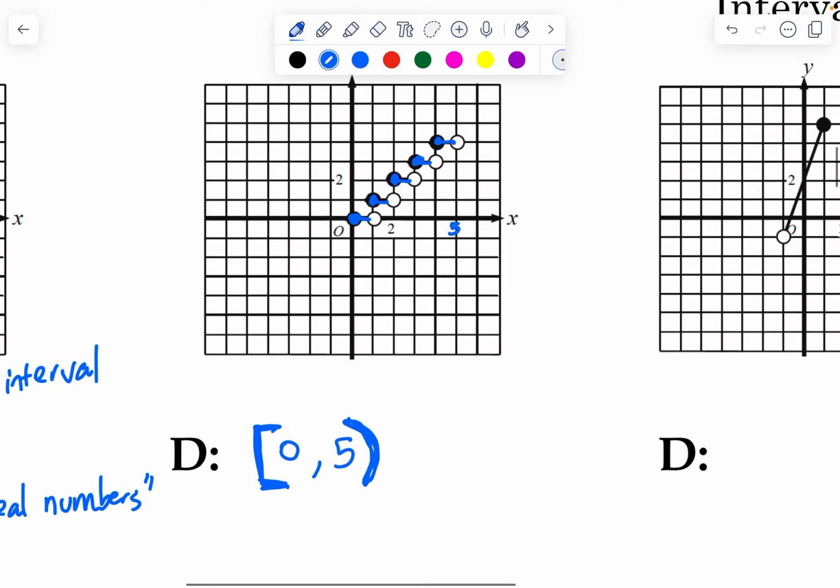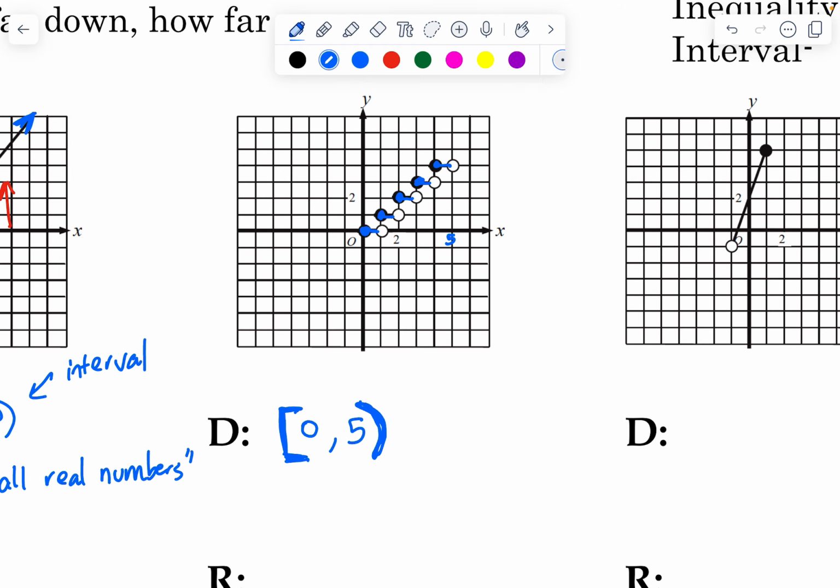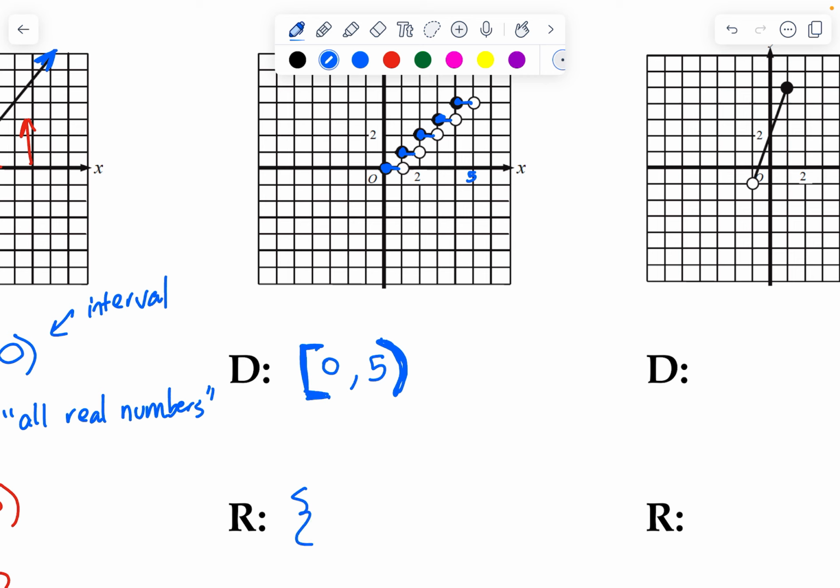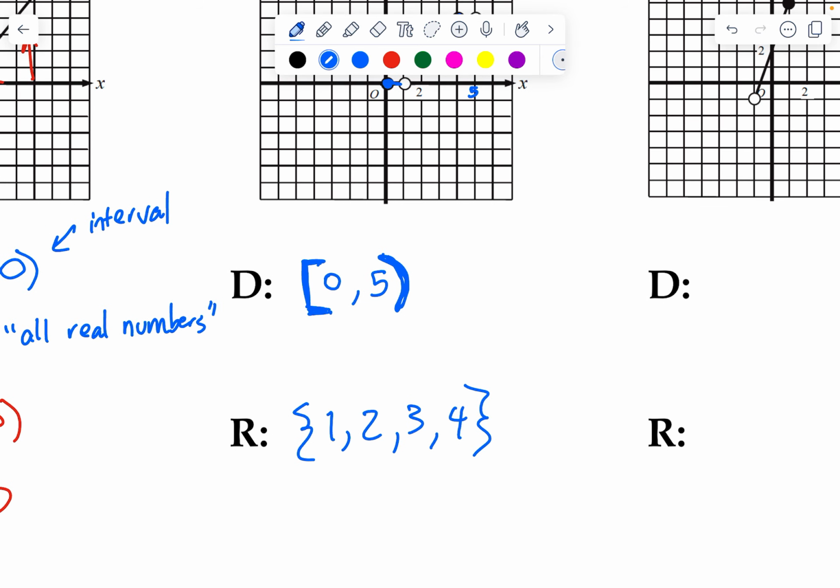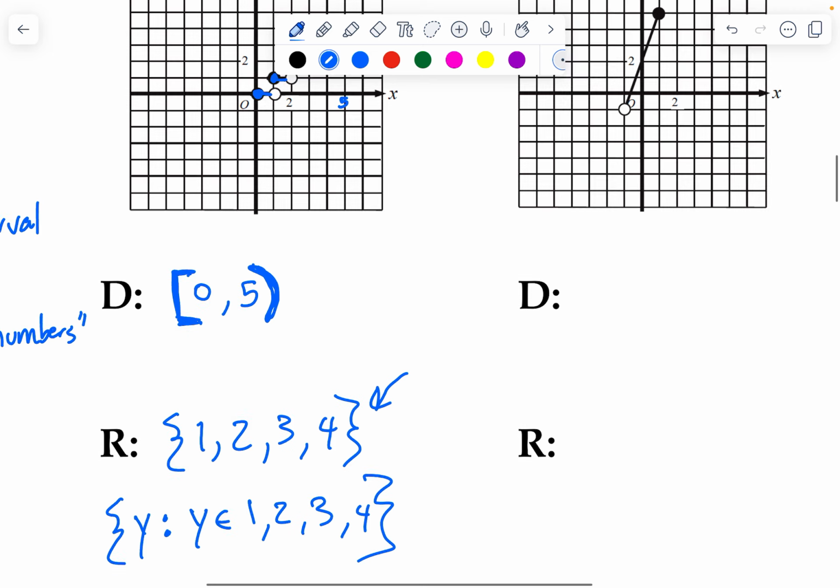Okay, then my range is, well, what are the y values? I started with a y value of 0, then a y value of 1, then 2, 3, and 4. I would just use set notation and say 1, 2, 3, 4. I think that's the best. If I wanted to be a little more sophisticated, and I'll talk to Miss Bellish about how sophisticated we want it to be, I would say y is an element of 1, 2, 3, or 4. Do you know what? I don't think we care. I think we are happy with this. If I change my mind, I'll tell you.